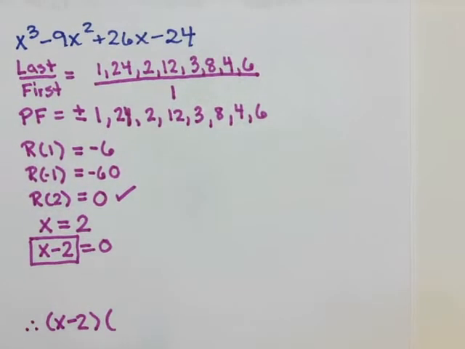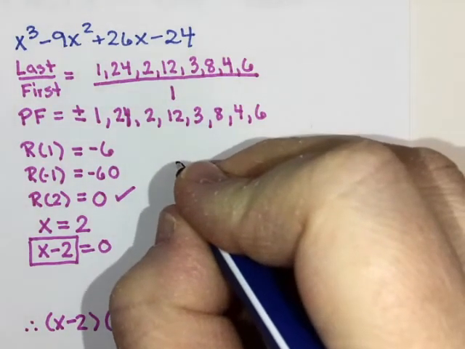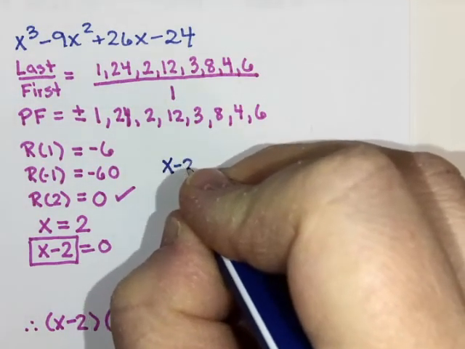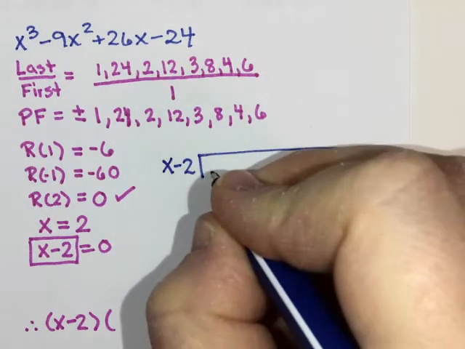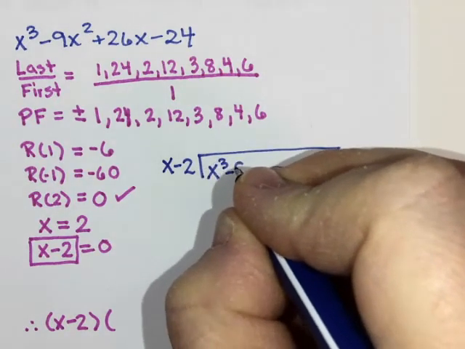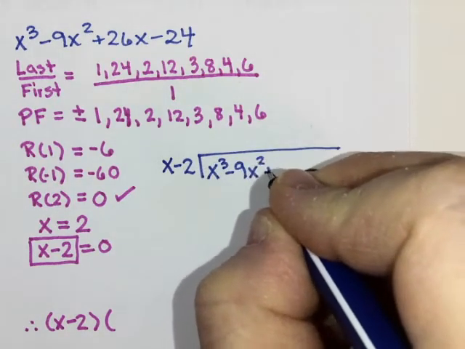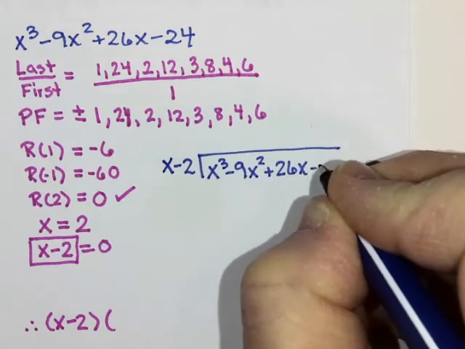In order to do that, I'm going to do some long division. So I'm going to take x minus 2 and divide it into x cubed minus 9x squared plus 26x minus 24.